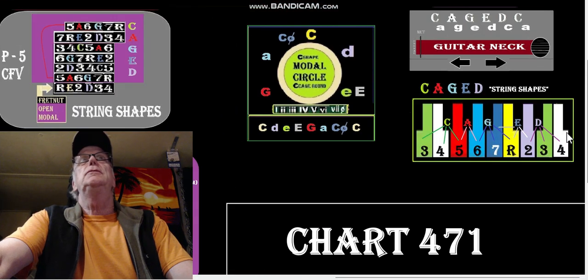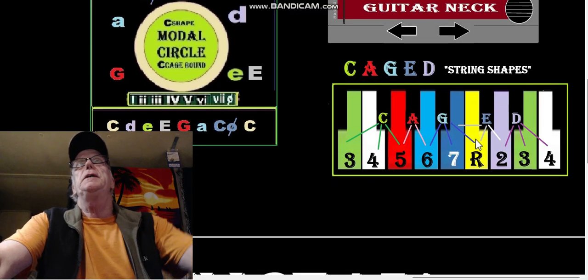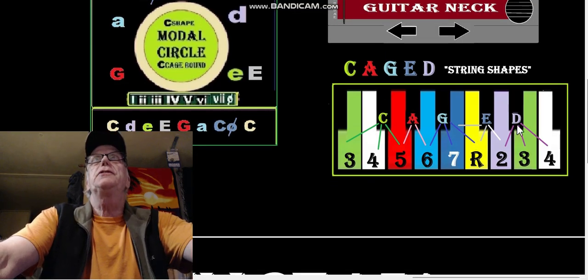Let's look at this piano keyboard for a second. The string shapes are written on the accidentals. So we have C is 3, 4, 5, the A is 5, 6, the G is 6, 7 root, the E is 7 root 2. Remember we talked about E being the 7 root 2? And D is 2, 3, 4. There are rules for that.